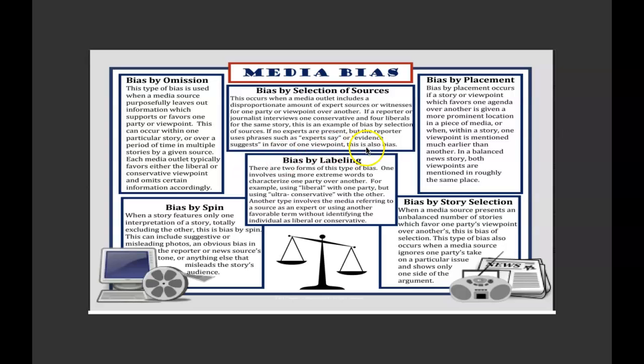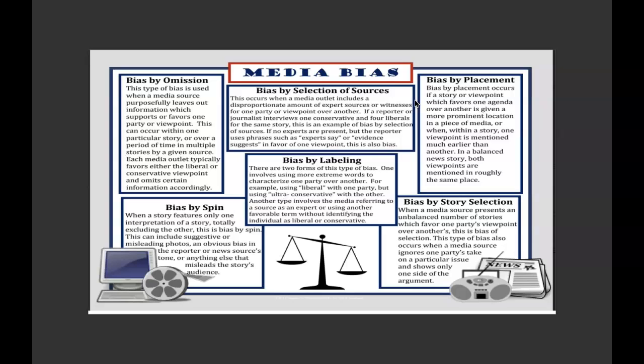Now let's jump up here to the top right. Bias by placement, and this one's kind of obvious because it's in the name. But bias by placement occurs if a story or viewpoint which favors one agenda over another is given a more prominent location in a piece of media, or when within a story one viewpoint is mentioned much earlier than another. In a news story, both viewpoints are mentioned in roughly the same place.